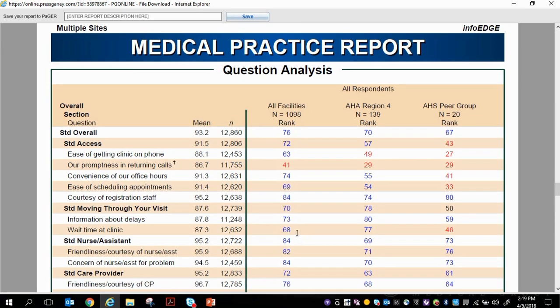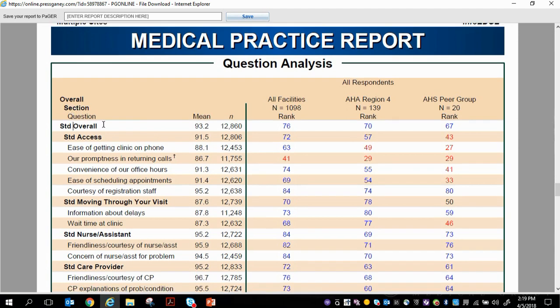Scrolling down, we then move to the actual question analysis portion of the report. There are 3 basic sections that I like to refer to. It looks kind of like 2 with the dividing line here. The first section is just the questions. The next set is the mean and the n size, and then finally the rankings that are off to the side. So we're going to go into the sections first.